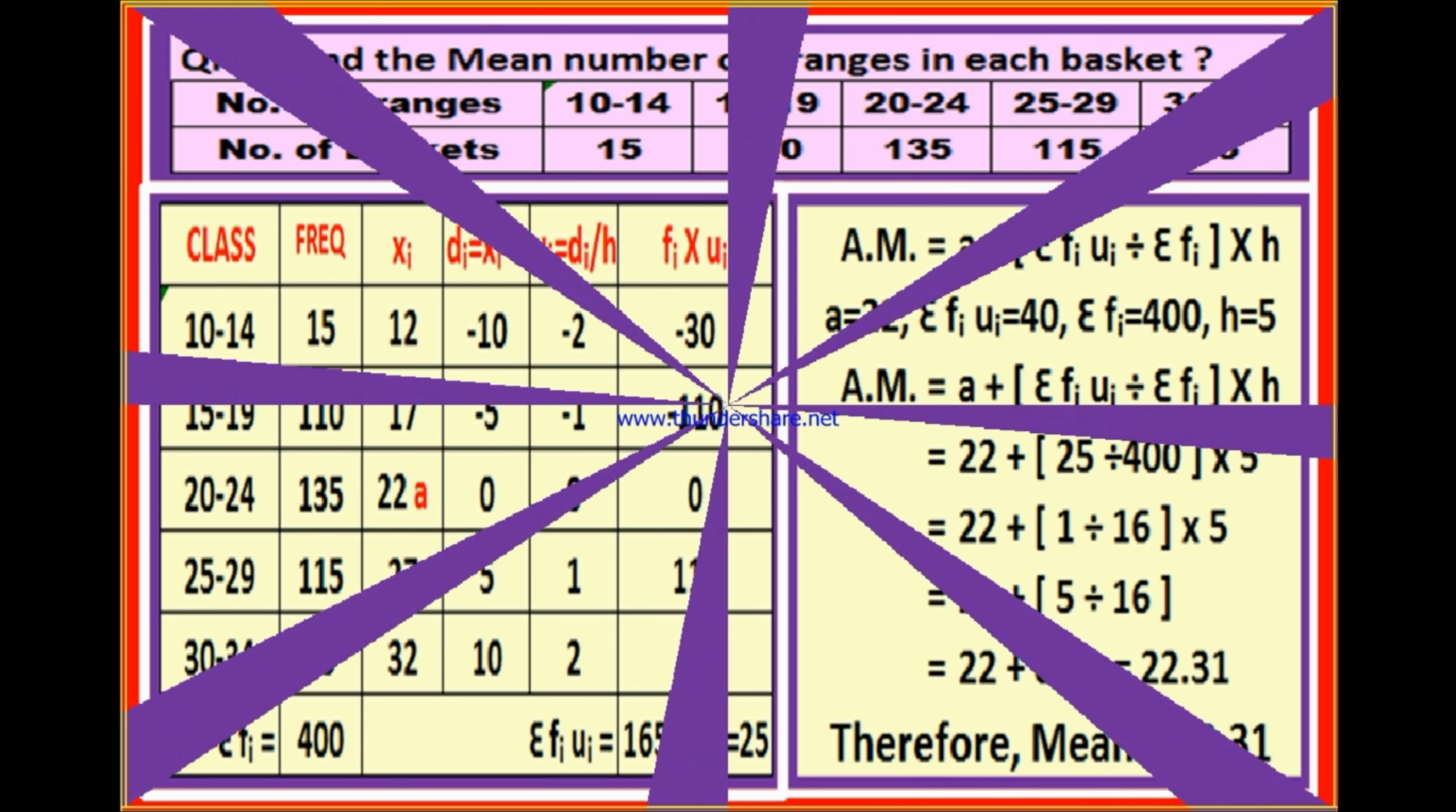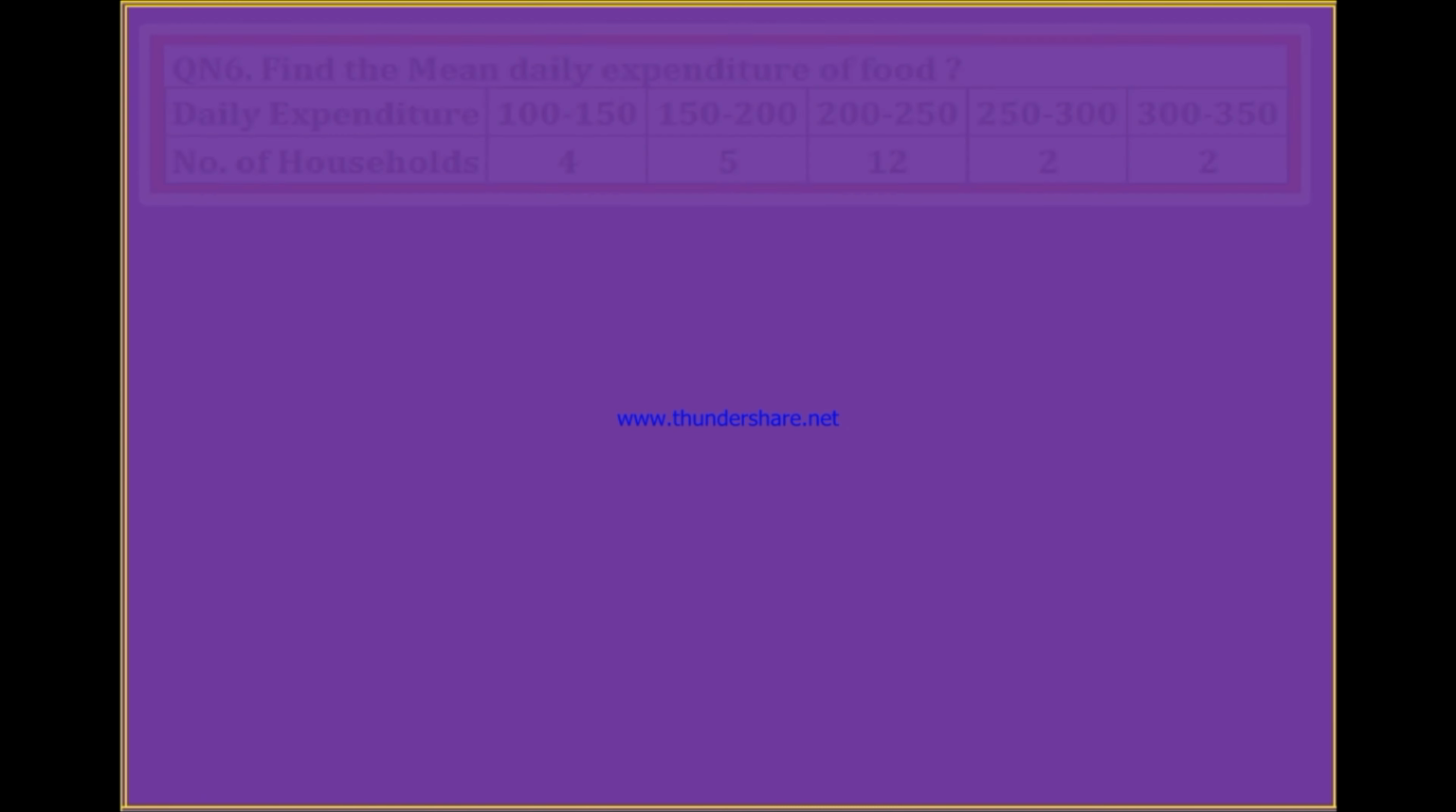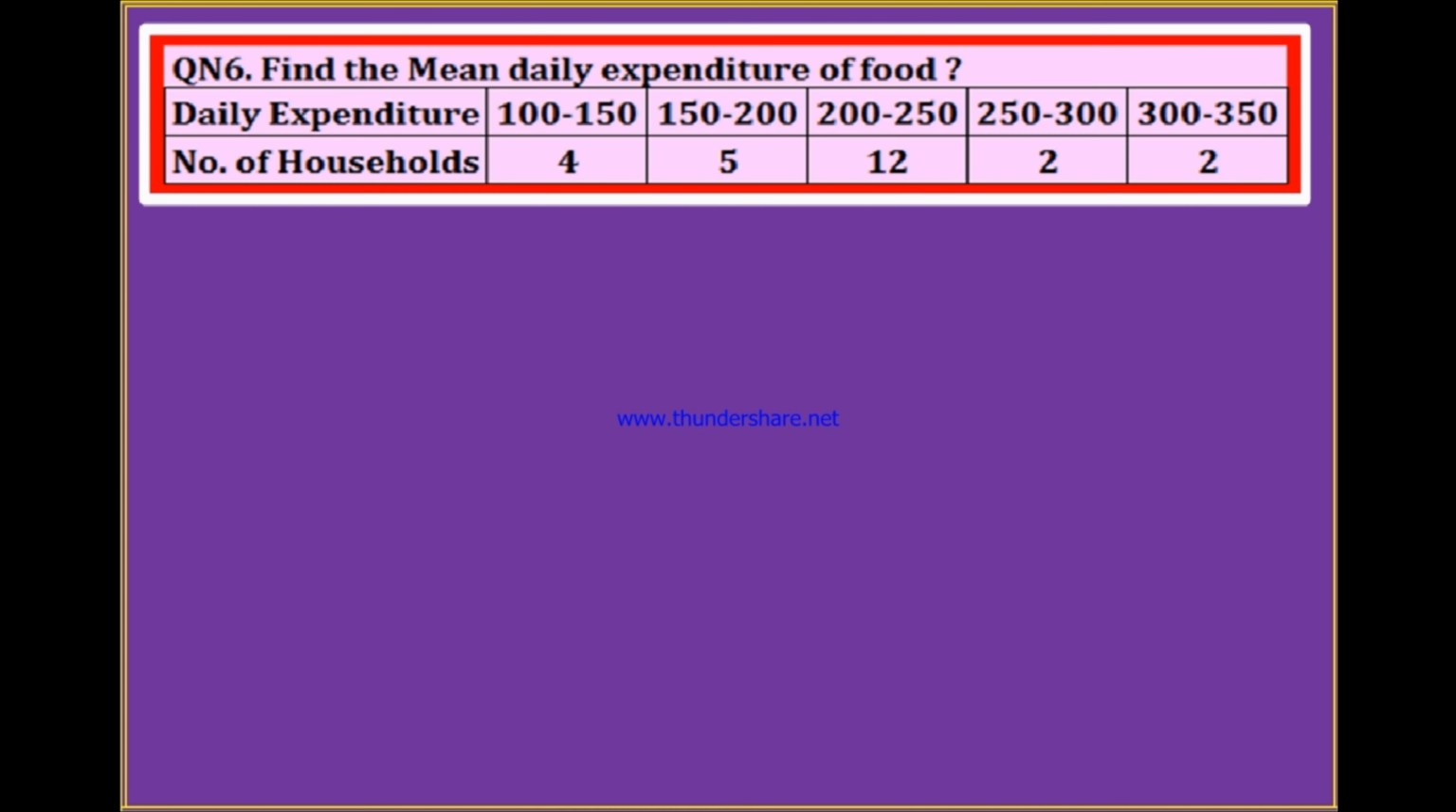Now dear children, let us solve question number 6. Here is question number 6. Find the mean daily expenditure on food of the households. I shall repeat. Find the mean daily expenditure on food of the households. Here in this table, we are given the daily expenditure as classes and the number of households as frequencies. You see, daily expenditure between 100 rupees and 150 rupees on food, and the number of households is 4.